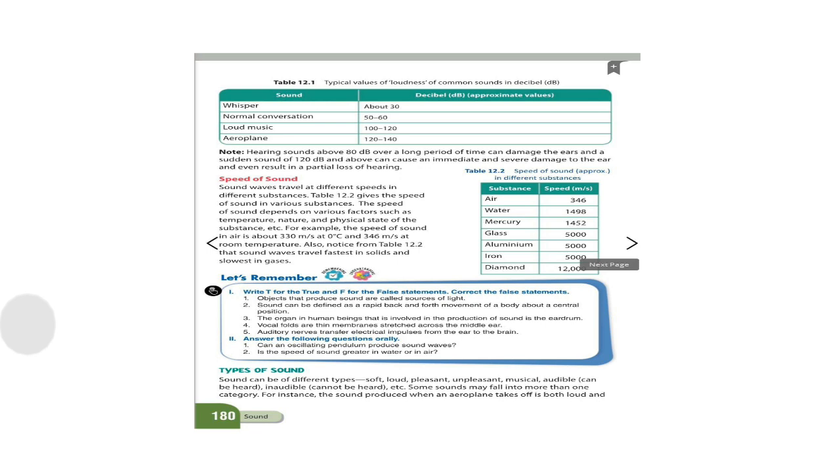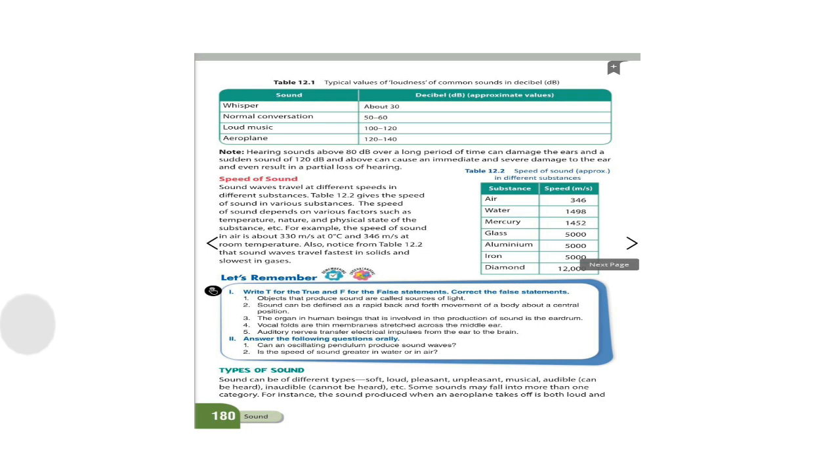Then fifth question. Auditory nerves transfer electrical impulses from the ear to the brain. Whether the statement is correct? Yes, the statement is correct, so you write there true. A wrong statement means you have to correct it. A correct statement means you write there true.